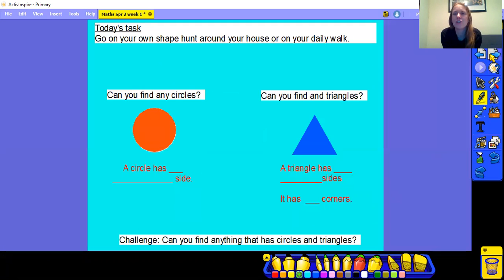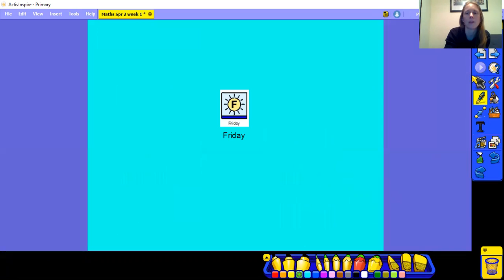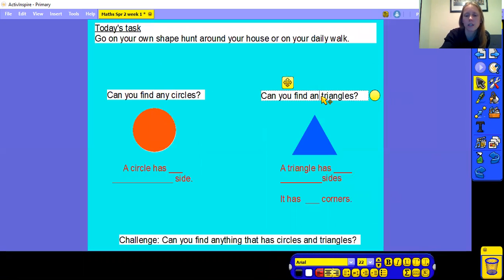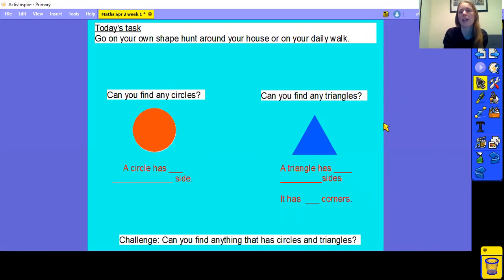Okay, so here is your task for today. I want you to go on your own shape hunt around your house or on your daily walk when you're getting your exercise. And I want you to see if you can find any circles or any triangles. Before you go and get started, let's just have a look at the properties that we need to be looking for to find these shapes.